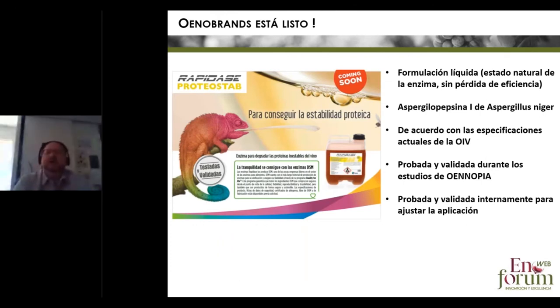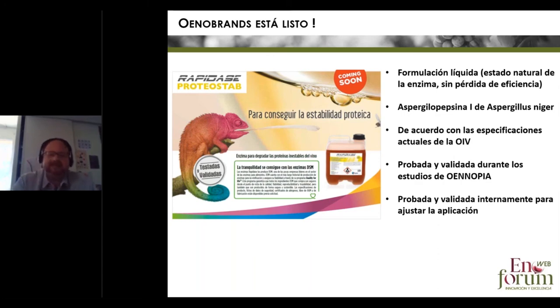At Oenobrands, we already developed a liquid formulation of protease, which is an aspergillopepsin 1 from Aspergillus niger, as required by the resolution in discussion in the OIV. This enzyme is in line with the specification currently in discussion. And we tested and validated this enzyme during different studies performed by Enopia and also by our own company.